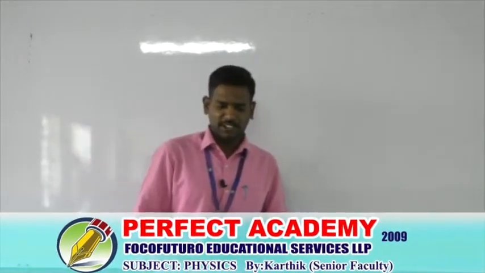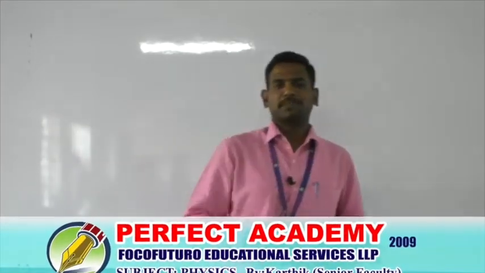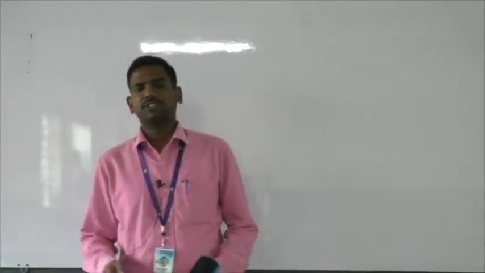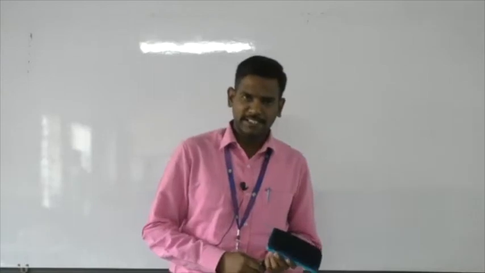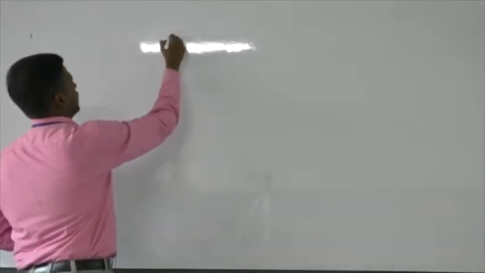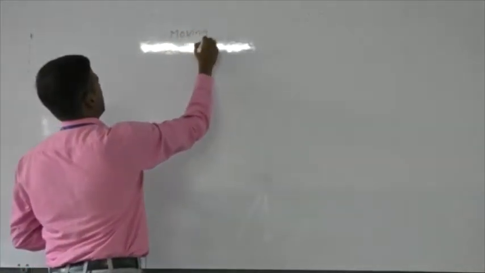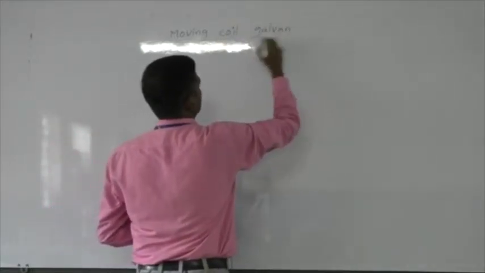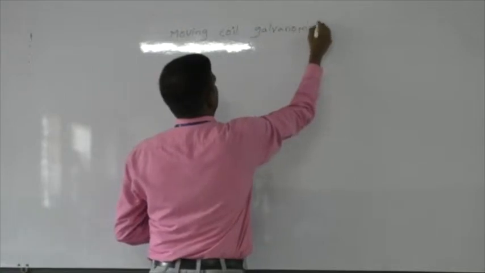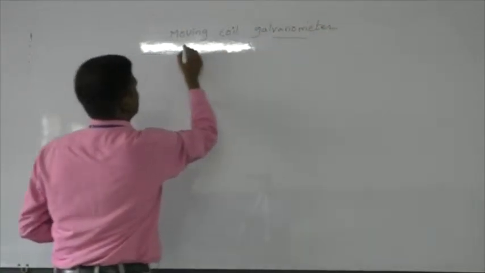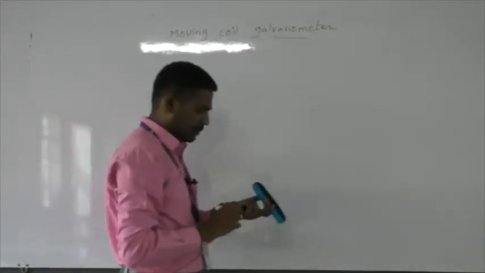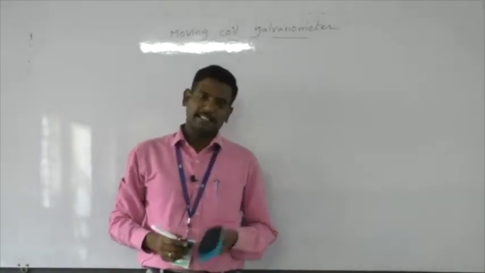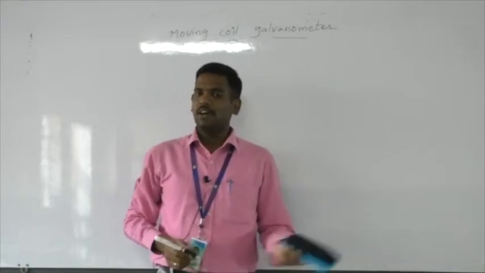In the last sessions, we dealt with a few concepts of magnetic effects of current. Now we are going to deal with the last and very important topic, that is the moving coil galvanometer. Galvanometer is a sensitive device which could be calibrated conveniently to measure current as an ammeter, or to measure voltage as a voltmeter.